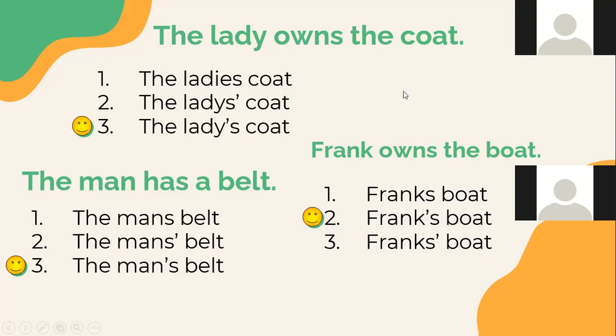Again, I repeat, when you want to form the possessive for a singular noun, you have to add apostrophe then S. Apostrophe then S. Okay? Clear? Clear the rule for the possessive singular nouns? That's it. You just add apostrophe then S to the noun.